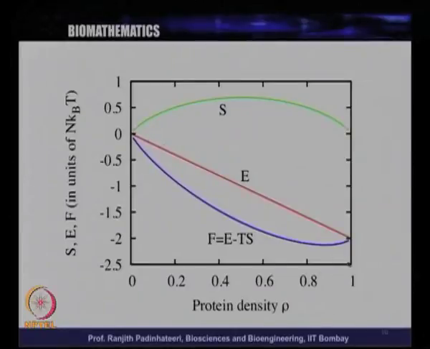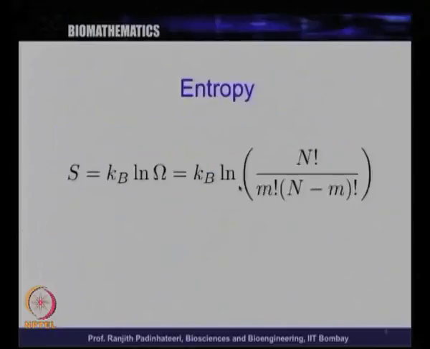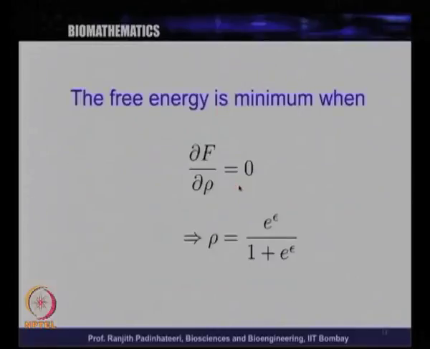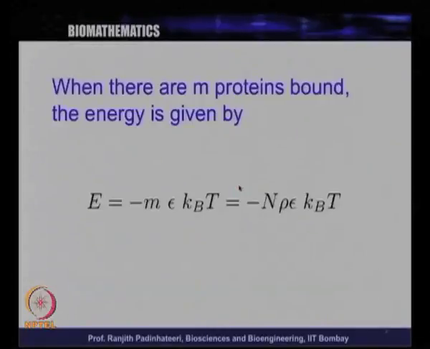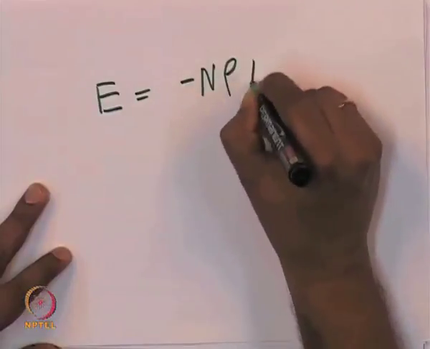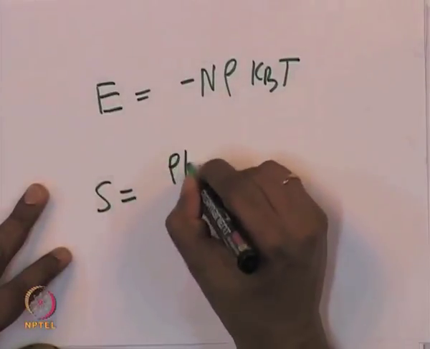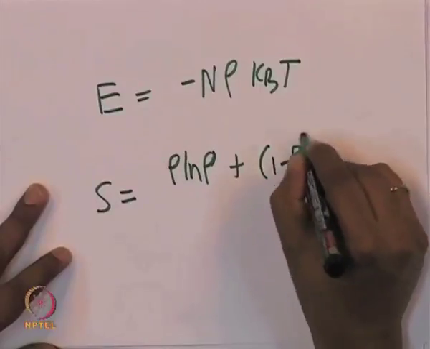Okay. So, this is energy. We discussed the energy expression, which is basically minus n rho kBT, and you are plotting as a function of rho. So, what you would get here is this, and here this is entropy, this is our expression. So, we have energy which is minus n rho kBT and entropy which is rho log rho plus 1 minus rho log 1 minus rho.